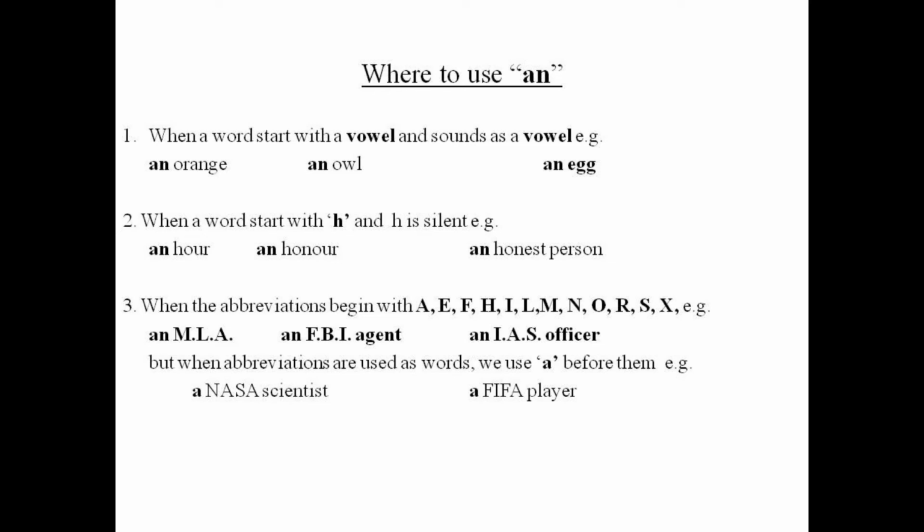Next, when the abbreviations begin with letters A, E, F, H, I, L, M, N, O, R, S, X. Here we see that these letters in abbreviation give the sound of vowel. For example, an MLA or an FBI, we have the vowel sound. But when the abbreviations are used as words like a NASA scientist or a FIFA player, the sound of consonant N and F is there, and so we use the article A before NASA and FIFA.